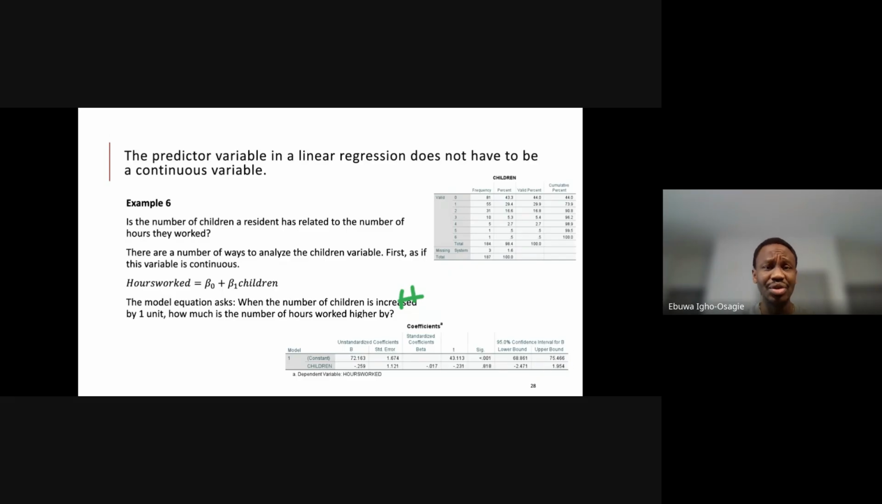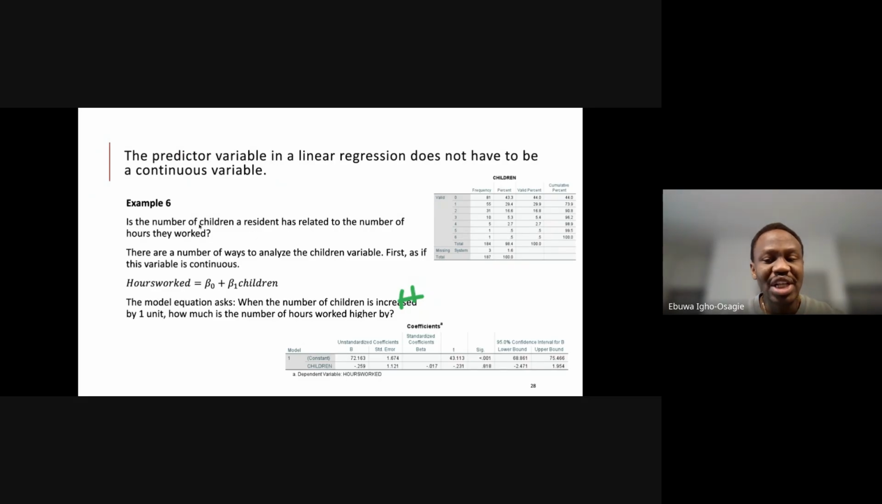So we continue here, and we're saying the predictor variable. Remember that in a linear regression, in a simple linear regression, we're still talking about simple linear regressions, so we have only one x. We say that in a linear regression, your y variable, your dependent variable, your outcome variable, your response variable, all the same thing depending on what field you are, is continuous. But your predictor variable, your x variable, the independent variable, does not have to be continuous. It can be continuous, it can be dichotomous, it can be categorical, different categories.